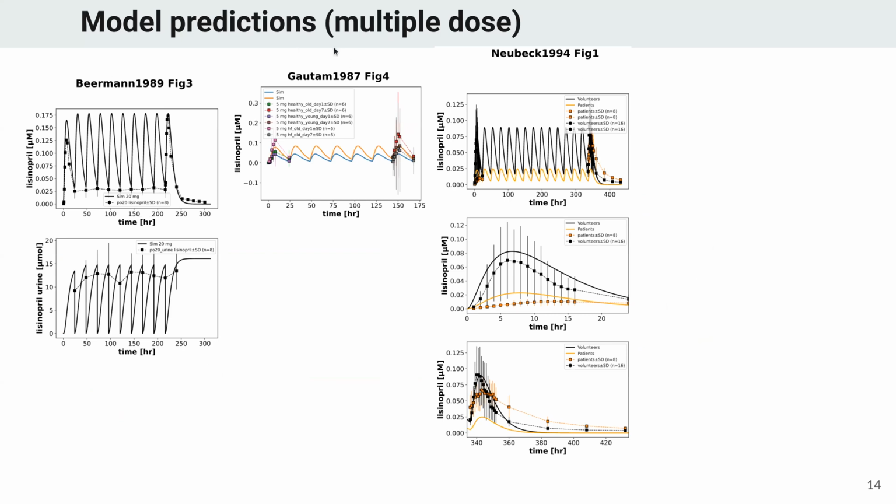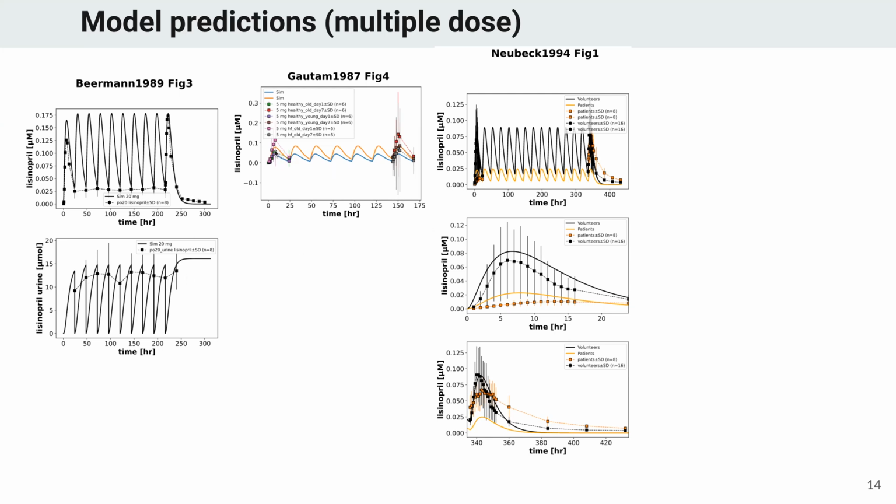The model can also predict multiple doses of lisinopril. There were some studies like Berman 1989, Gautam 1987, and Neubeck 1994. And here we have some measurements of a nice time course for the first 24 hours, and then after, I think, 10 days. And in between, the trough concentration was always measured. And we see we're in pretty good agreement with how such a multiple dose application would look. Our model predicts this pretty well, and also the urinary amounts which were reported are in good agreement with the data.